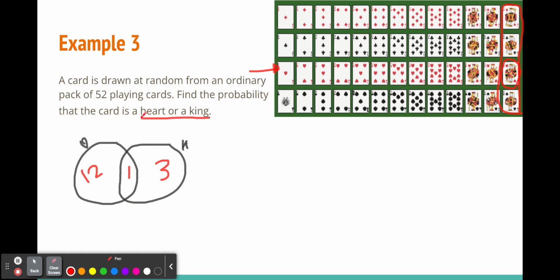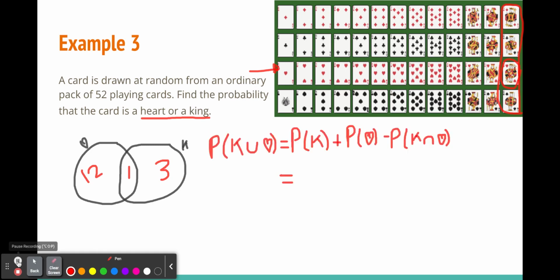Find the probability that the card is a heart or a king. So heart or king, we could use the formula from the formula booklet. So using the formula, we get the probability of king. Well, we have 4 kings, plus the probability of heart, we have 13 hearts. Oops, sorry.